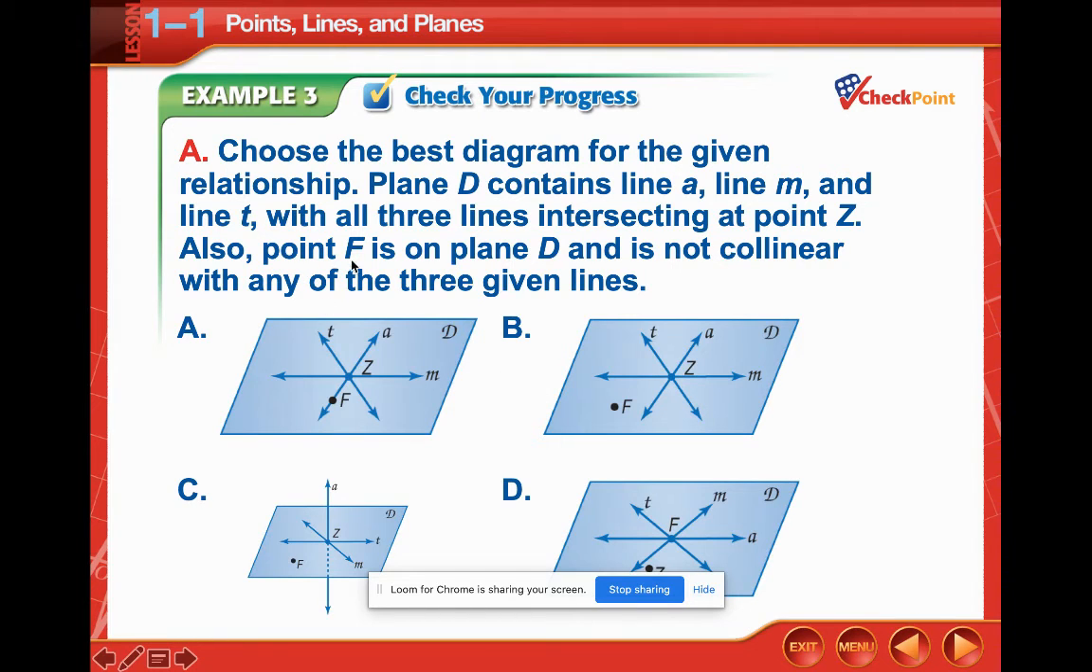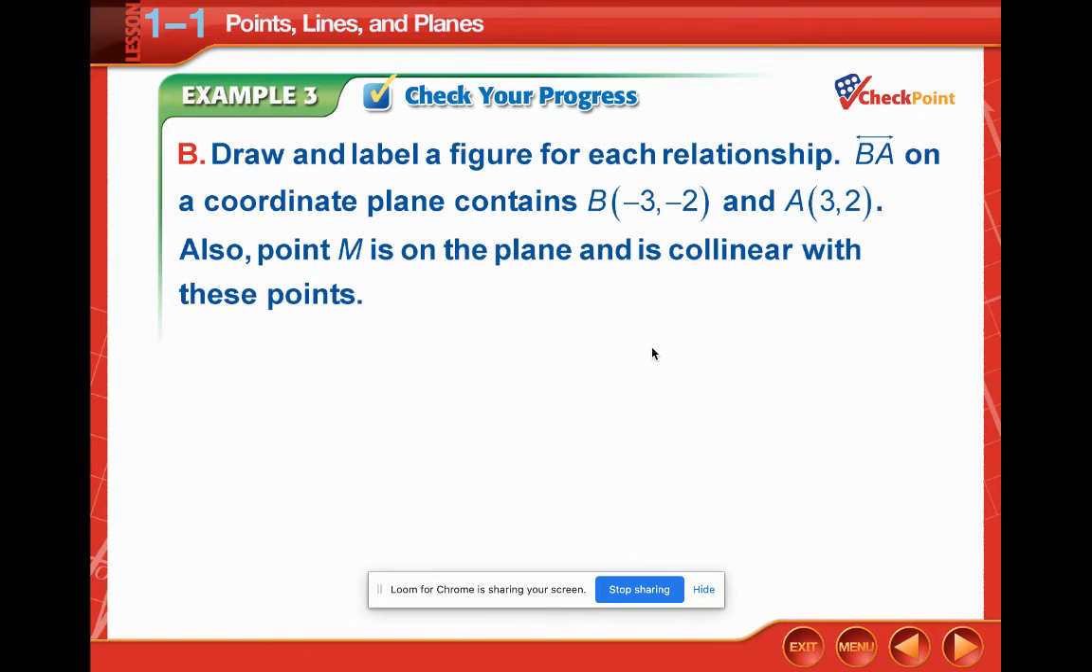All right, point F is on plane D. Okay, these both have point F. All right, and is not collinear with any of the three given lines. This one has point F on line A, which is a given line, all right? And if it's on it, that means it's collinear with it. That's no good. Let's look at this one. F is not on any lines, therefore it is not collinear. Therefore, B has to be our correct answer. And oh yeah, it is. Hopefully you got that answer correct. If you didn't understand the explanation, reach out, all right? Ask for help.